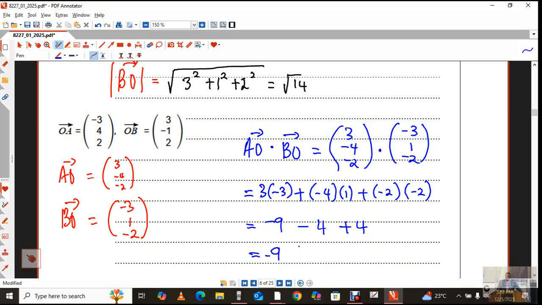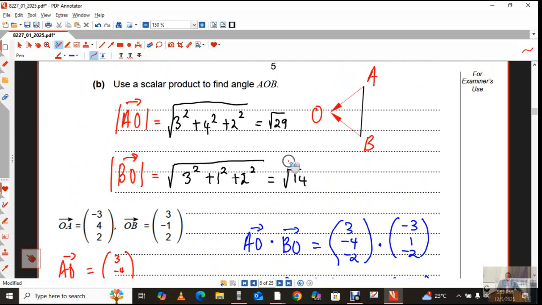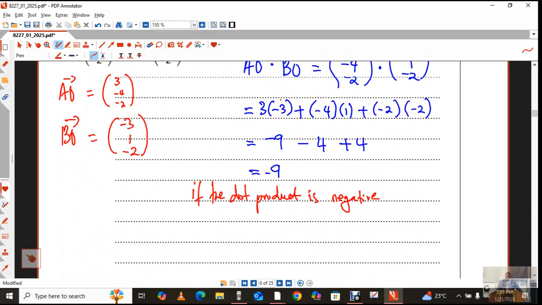One more thing here before I do anything, and I hope you can watch previous videos of mine, or even question papers that I solve. If the dot product is negative, like in this case, where it is negative 9, the angle you are looking for is going to be obtuse. The angle is angle AOB, okay?